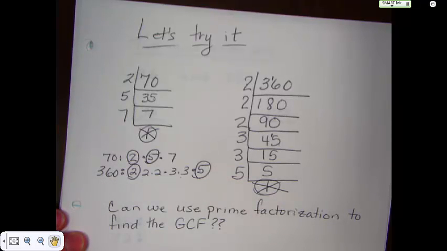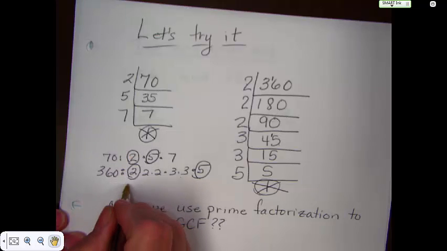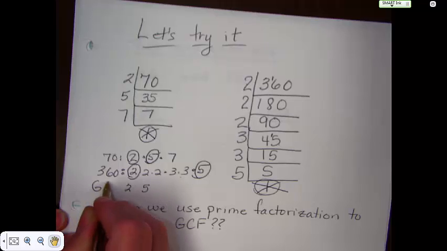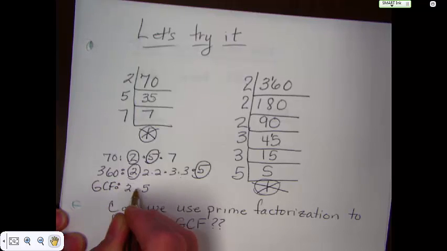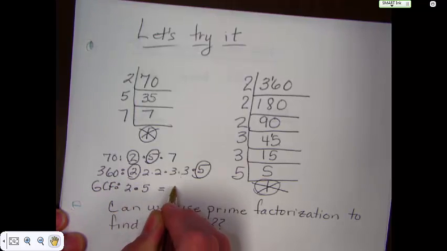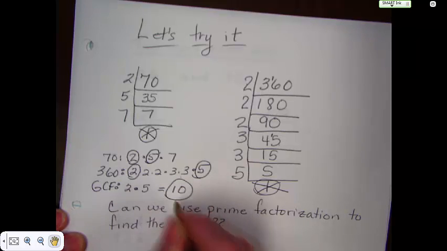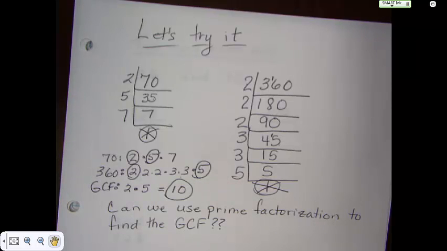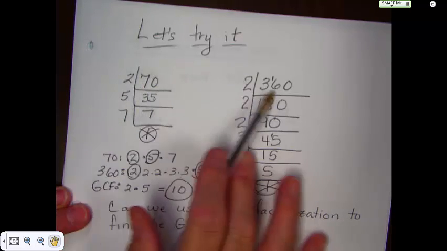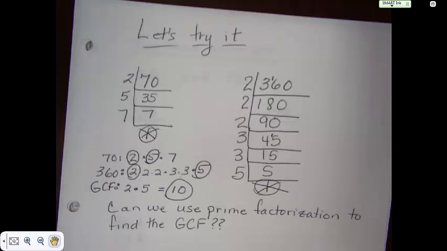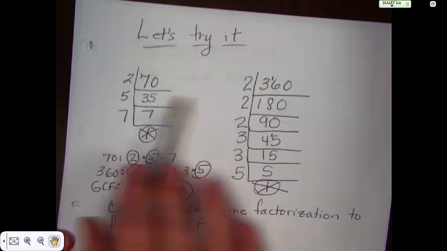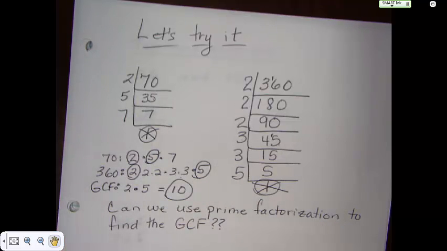Okay, greatest common factor. We would take the 2 and the 5, and we're going to multiply them, and we're going to find the GCF is 10. And that's just a really slick way of finding the GCF without having to do a whole bunch of multiplication up here on the top, trying to figure out what the factors are. It works just about every time.